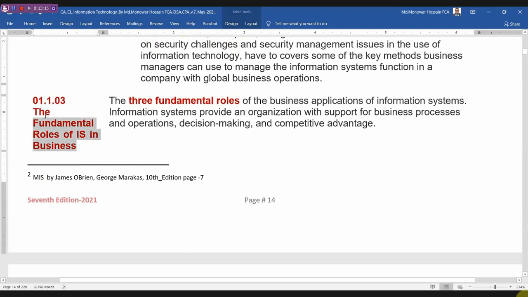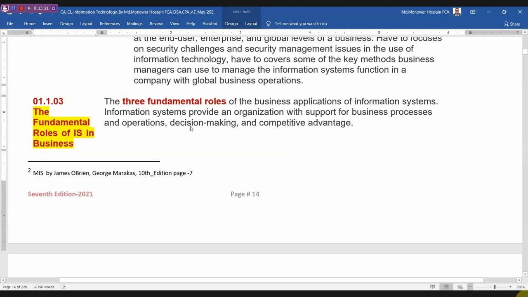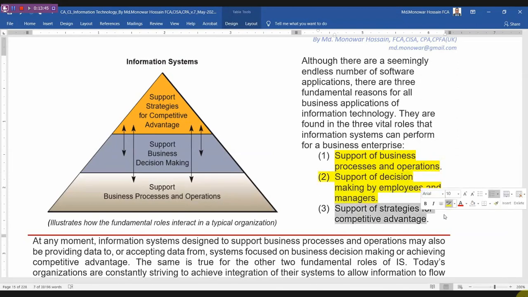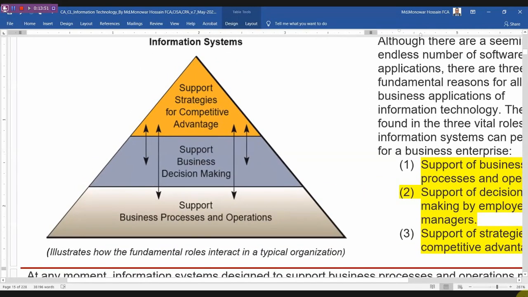Now the fundamental roles of information system in business. There are three fundamental roles. What are the three fundamental roles? One, support of business processes and operations. Two, support of decision making by employees and managers, including top management. Three, support of strategic and competitive advantage. So look here at this diagram: how the fundamental roles of information system interact in a typical organization.